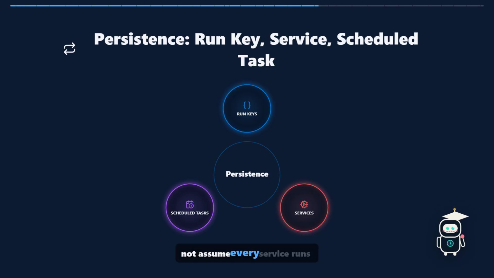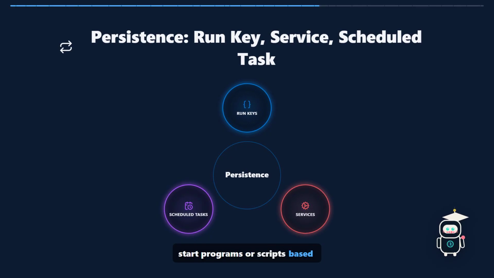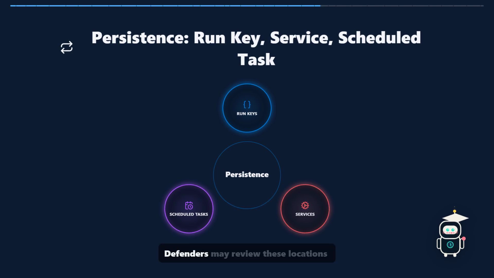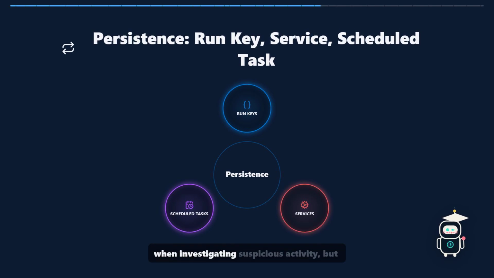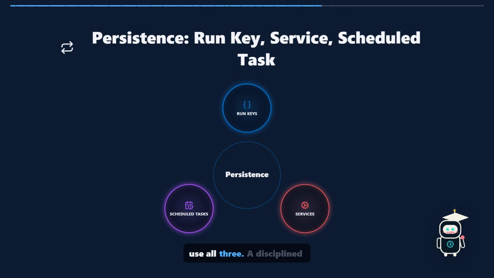Do not assume every service runs as system. Scheduled tasks can start programs or scripts based on triggers such as time, system startup, or user sign-in. Defenders may review these locations when investigating suspicious activity, but no single location tells the full story. Legitimate software can use all 3.